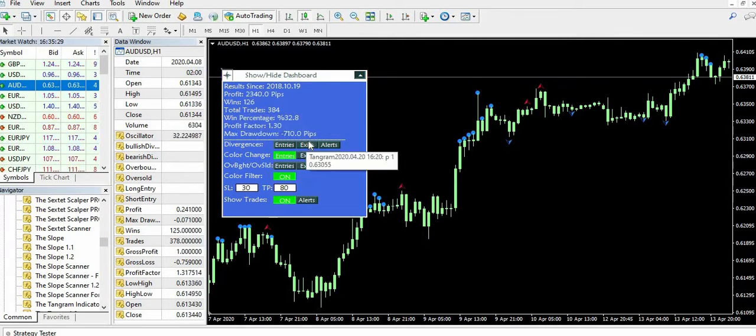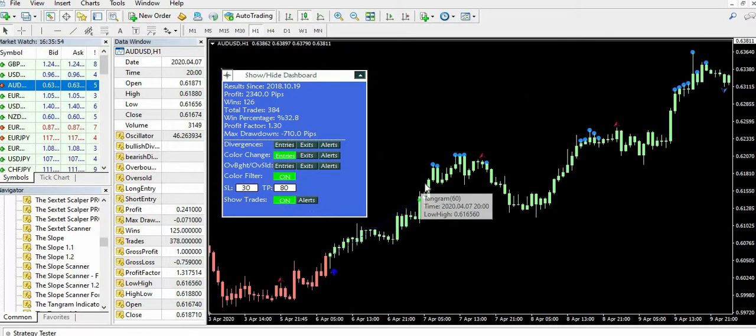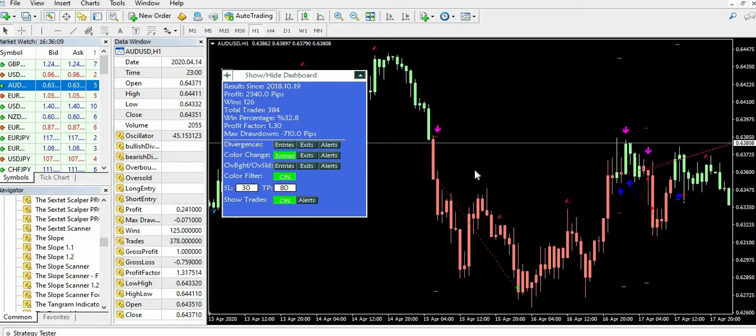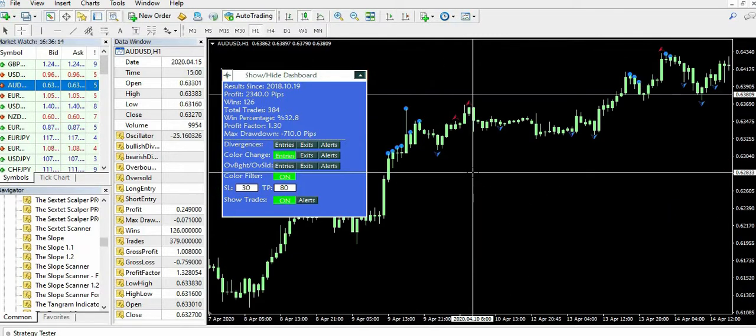Okay, here we are. So what happened is I removed all the technical exits and I have a stop loss of 30 and a take profit of 80 with an entrance on color change mainly. So this is the most beneficial strategy. As you see, we have 2,340 pips in profit, 700 pips in drawdown, and the profit factor is 1.3. And you could go ahead and look at the trades, the signals that we got previously.